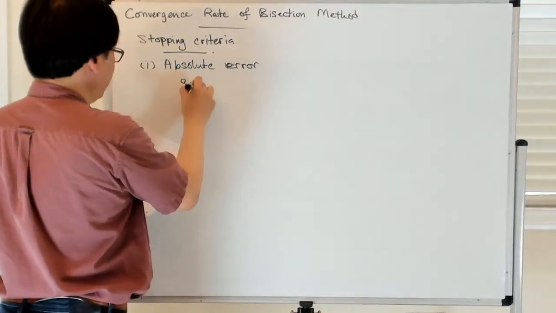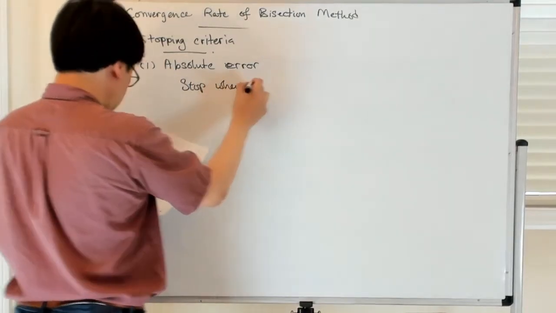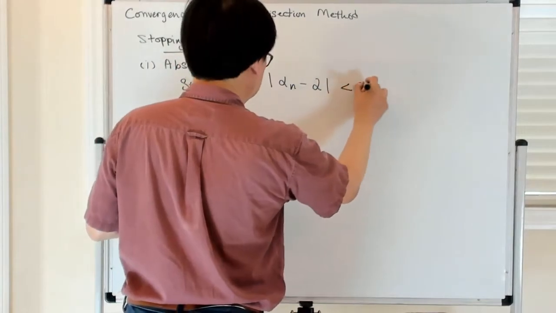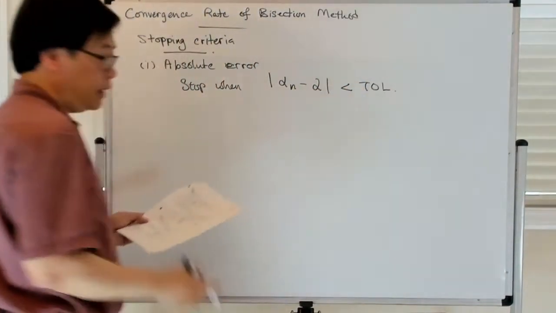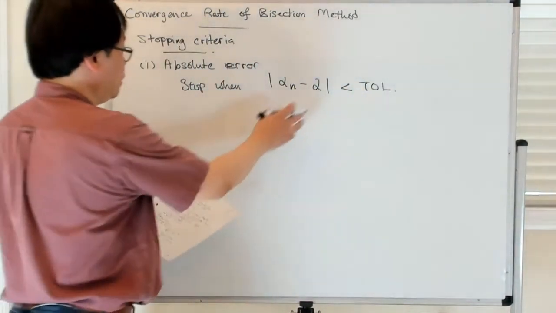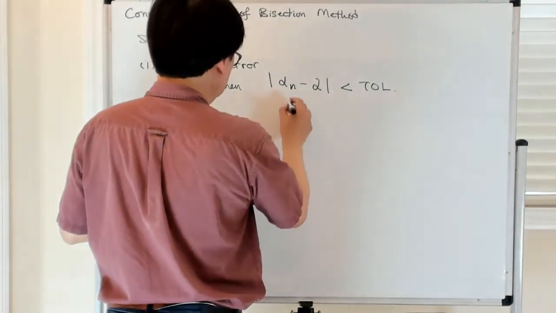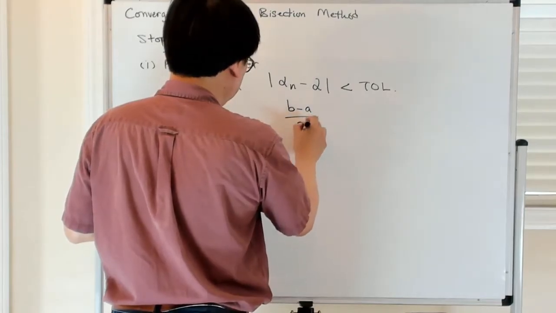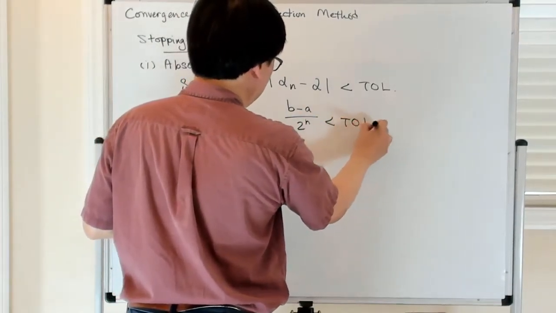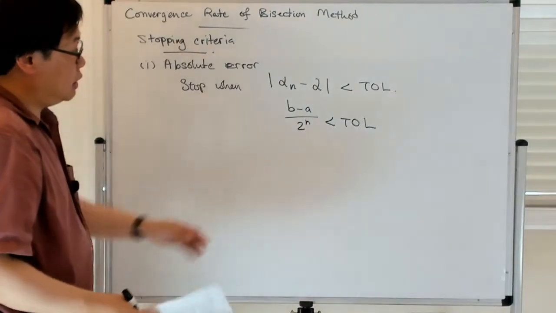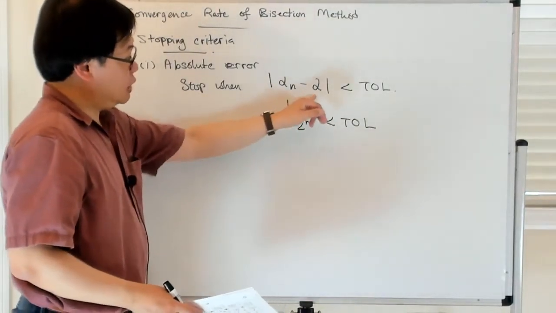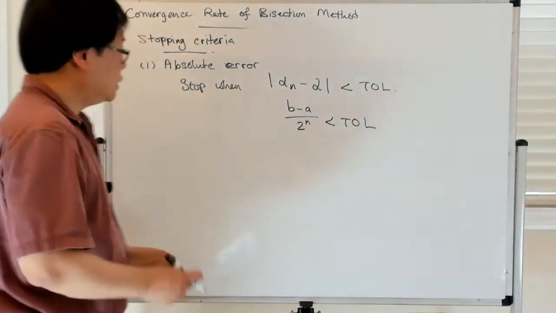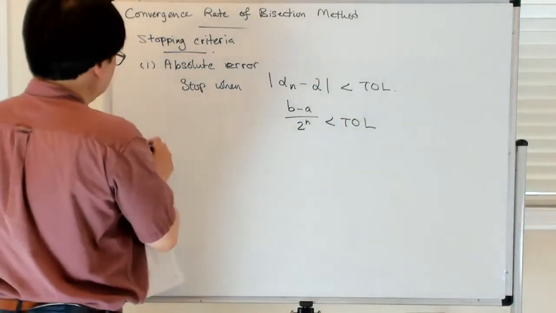So you stop when the absolute difference between alpha n and alpha is less than some tolerance. Okay, so by the analysis we had done before, we know something about this. It suffices to guarantee that if (b minus a) over 2 to the n is less than this tolerance, then I can choose an n for which the absolute value of alpha n minus alpha is less than the tolerance which I give you. Okay, so that's one possibility.